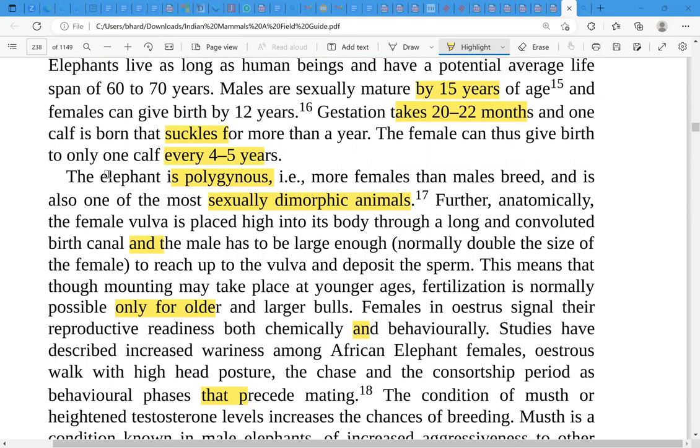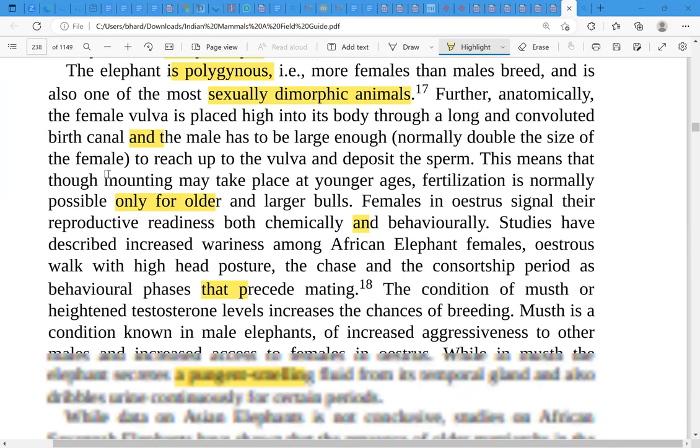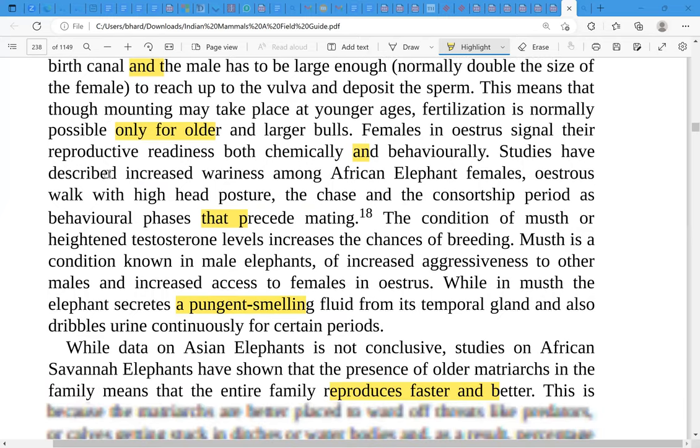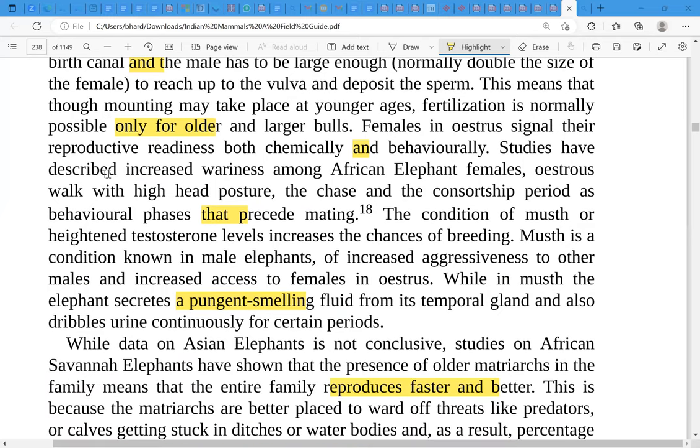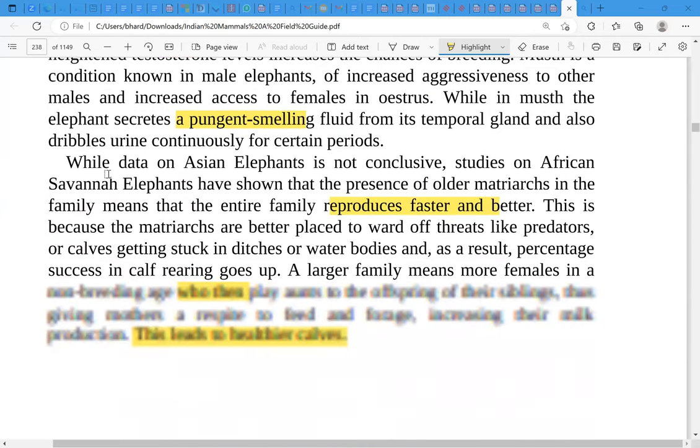So the elephant is polygynous, that is, more females than males breed. And it is one of the most sexually dimorphic animals. That means you can say that there is an evolution by nature and fertilization takes place by different means. For example, there will be certain signs, certain signals, and behavioral phases because of which it seems that the mating period has now come.